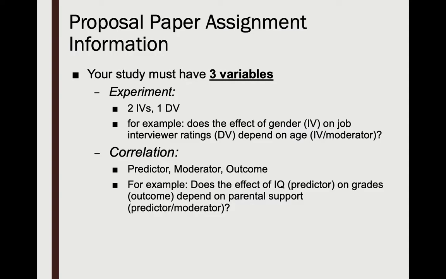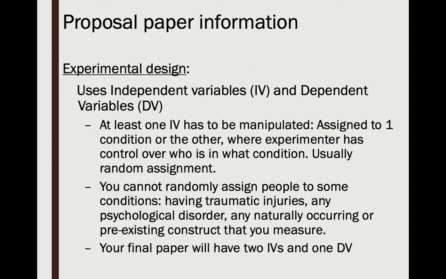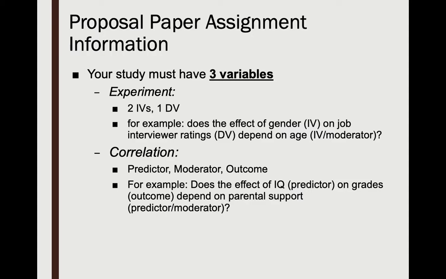If you have a correlational study, you need a predictor, a moderator, and an outcome. So for example, does the effect of IQ, which is a predictor, on grades, which is an outcome, depend on parental support, which is a predictor and also a moderator? So the difference between these 2 designs, experiment and correlation, is that experiments can randomly assign variables. Correlational studies cannot.